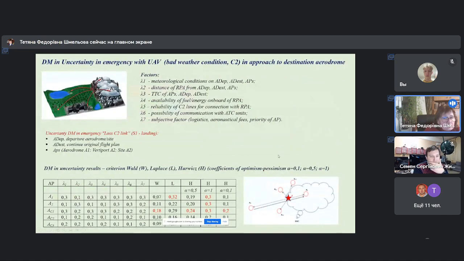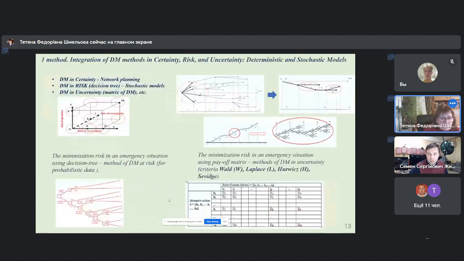On this slide is an example of decision making in bad weather conditions in smart city 2, and the factors influencing this decision. Among these factors is the target task, urgent or not urgent. And this is the decision matrix of decision making in uncertainty, with the criteria of Wald, Laplace, Hurwicz, Savage, different criteria.